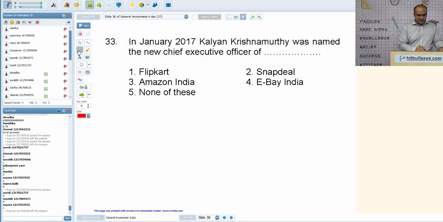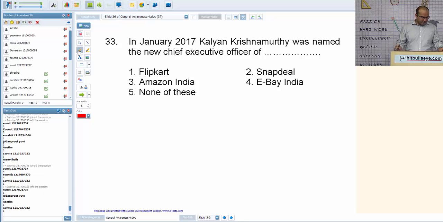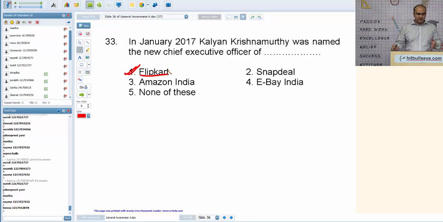Next, in January 2017, Kalyan Krishnamurthy was named the new CEO of which of the following companies? Right? This is a fairly simple question. Very high profile transfer, right? Kalyan Krishnamurthy became the CEO of Flipkart after the owner Binny Bansal was elevated to the upper management position as far as the group is concerned.